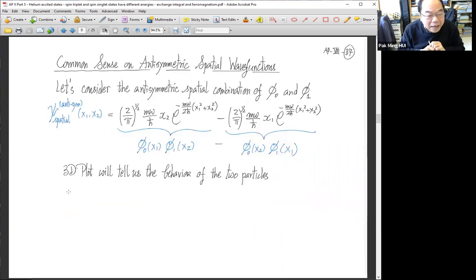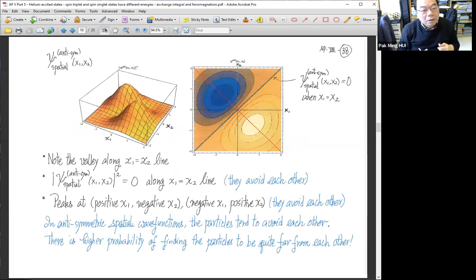In contrast, how about the antisymmetric spatial part? Again, one particle in the ground state oscillator, one particle in the excited state oscillator, with a minus sign in between. Otherwise, the whole expression is the same. I think I have left out some normalization, 1 over square root 2, things like that, but it doesn't matter, scale the picture. The left-hand side is this square, probability density.